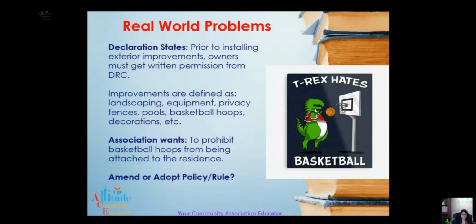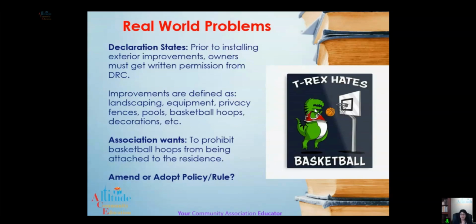What's the difference between this problem and the one we just did? Well, the big difference is the association isn't trying to prohibit hoops altogether. They just want to prohibit them from being attached to the residence. And again, what the declaration states is homeowners can install improvements if they get permission. One of the improvements they can ask for permission for is basketball hoops.